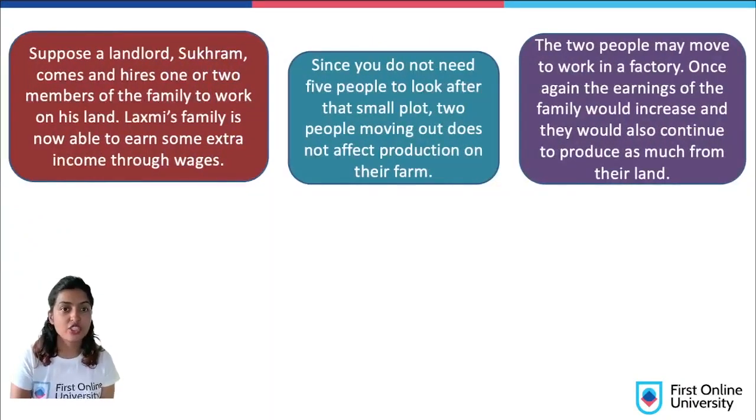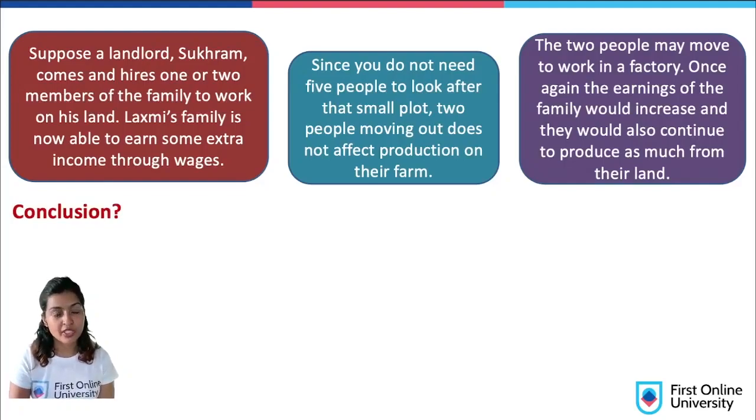Suppose a landlord, Sukram, comes and hires 1 or 2 members of Lakshmi's family to work on his land. Lakshmi's family is now able to earn some extra income through the wages given by the landlord Sukram. Since you do not need 5 people to look after that small plot, 2 people moving out definitely does not affect the production of that plot. The 2 people may move to work in a factory. Once again, the earnings of the family would increase, and they would also continue to produce the same as how much they were producing in the plot. Ultimately, there is definitely an increase in the wages that the family is getting.